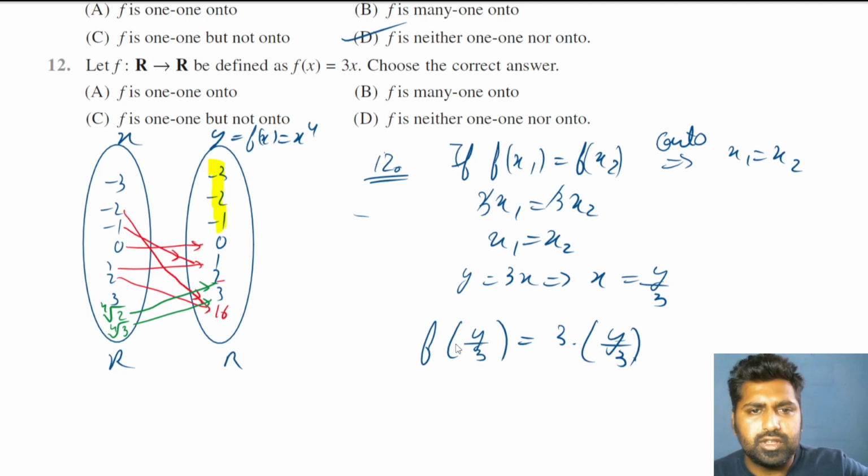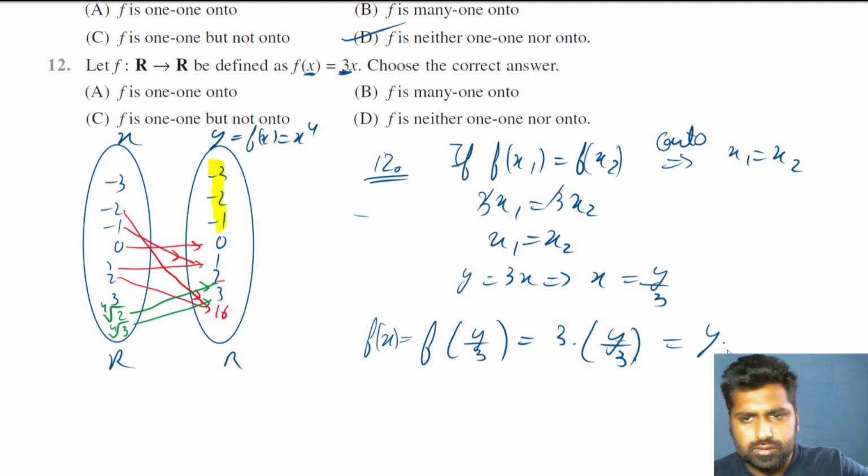Because what is the function doing? The function is multiplying whatever you have written inside x by that 3. So if you have written y by 3, it will multiply this. It generates what? y. So if you can get f(y/3) equal to y, we can say the function is onto. I know it's slightly confusing, but that's the idea.